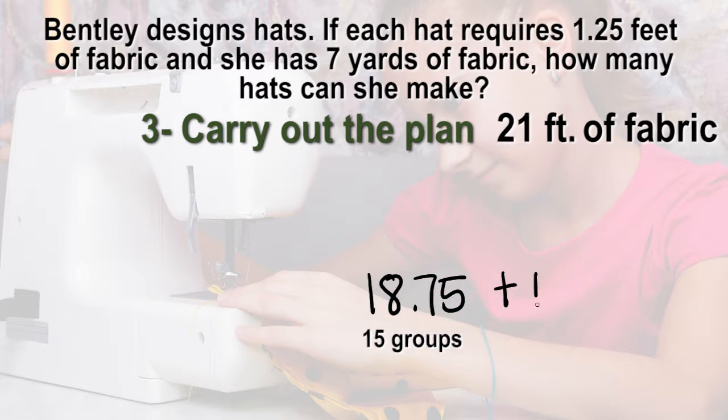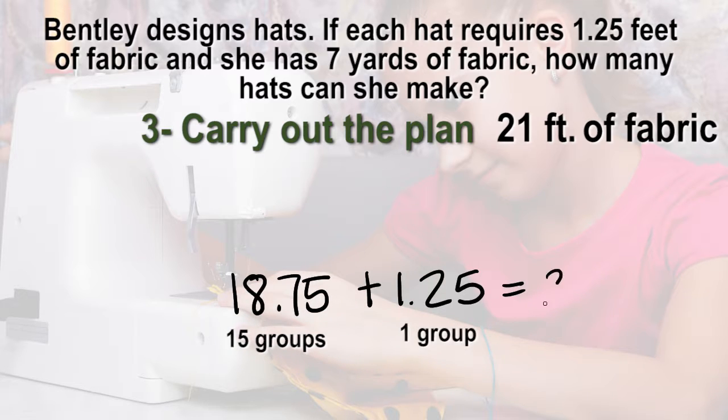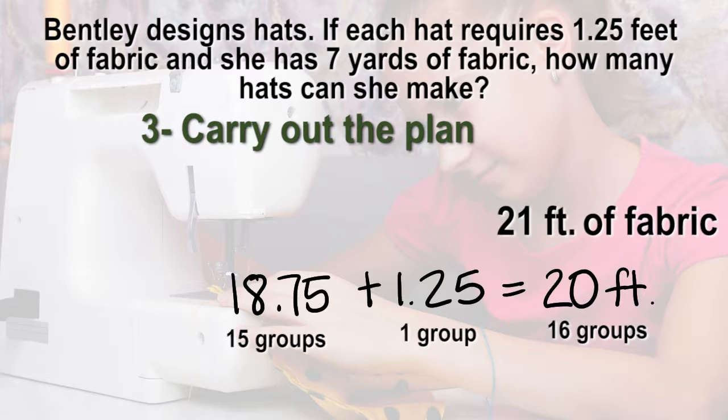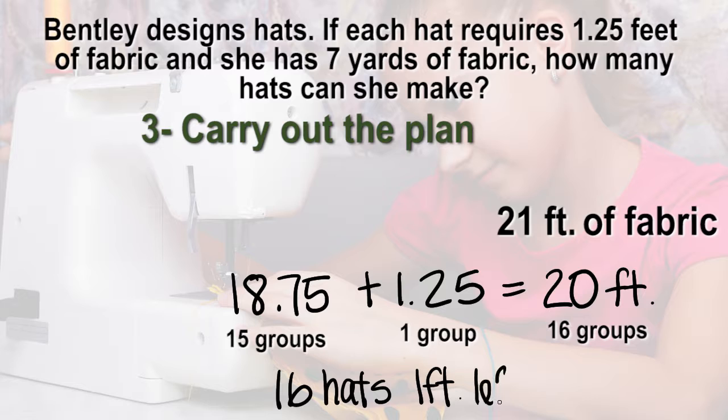If we add another 1.25 feet, that would be 16 groups, and we've used 20 feet of fabric. Since we started with 21 feet of fabric, that would only be 1 foot left, which isn't enough to make another hat. Our solution is Bentley can make 16 hats with 1 foot of fabric left over.